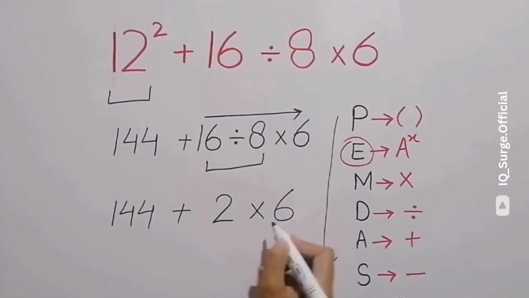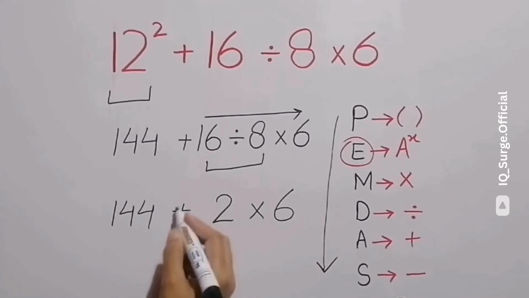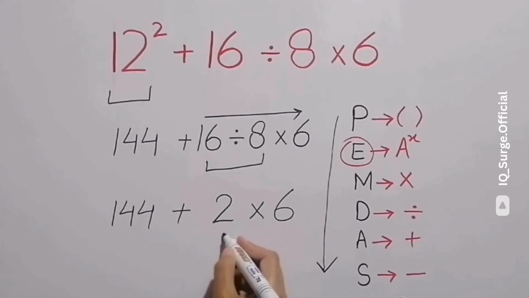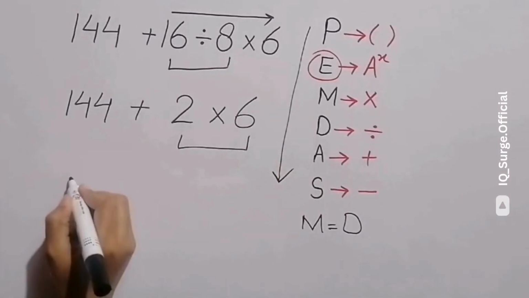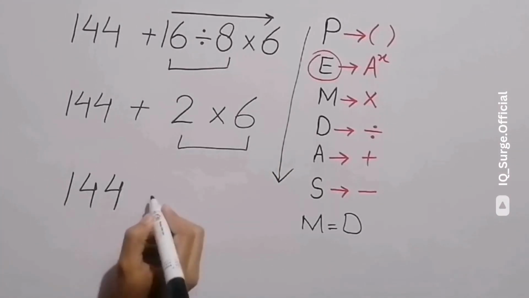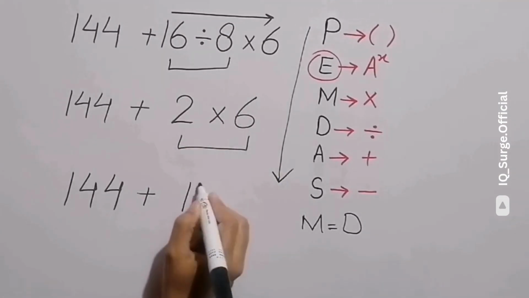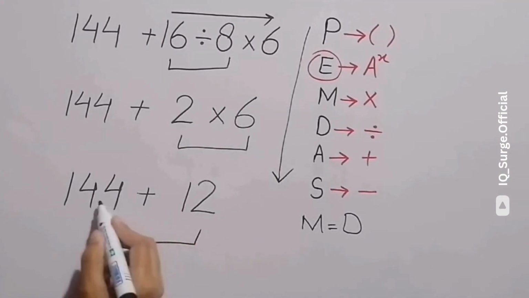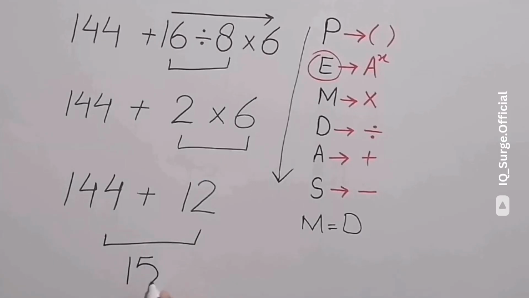Then times 6. In this expression we have addition and multiplication. Now it's time to do the multiplication: 2 times 6 equals 12. And 144 plus 12 equals 156. Finally, the value of this expression is equal to 156.